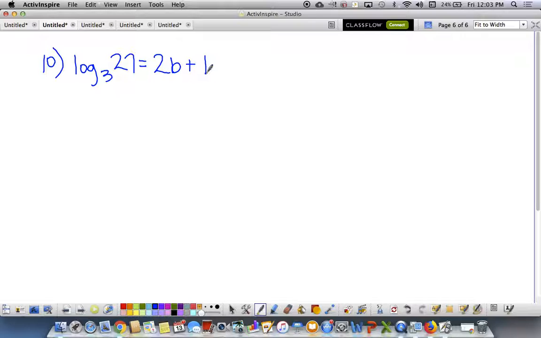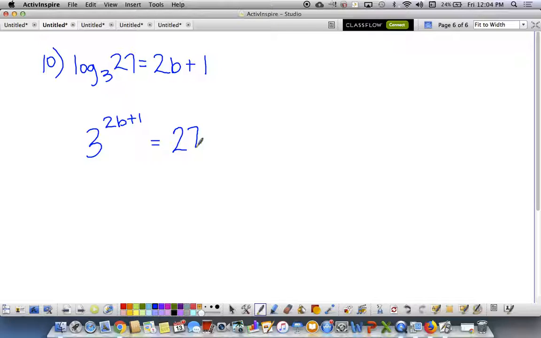What does your equation look like? 3, 2, 2b. So where's 3 and the 2b plus 1? So it's an exponent. 3 raised to the 2b plus 1 equals what? 27. Yes.